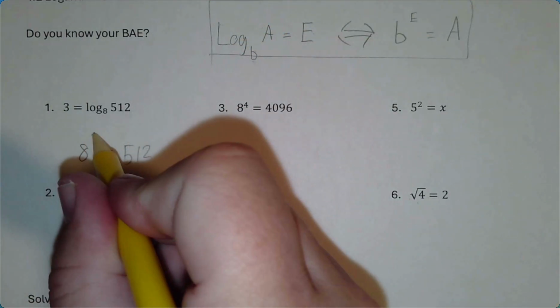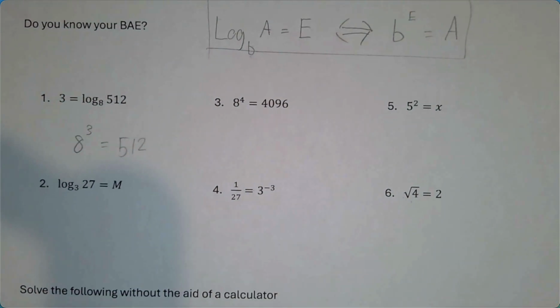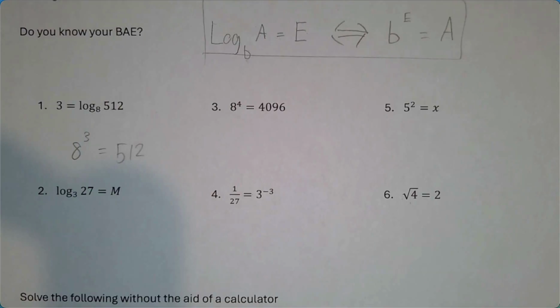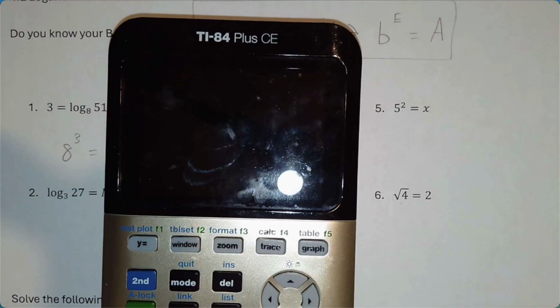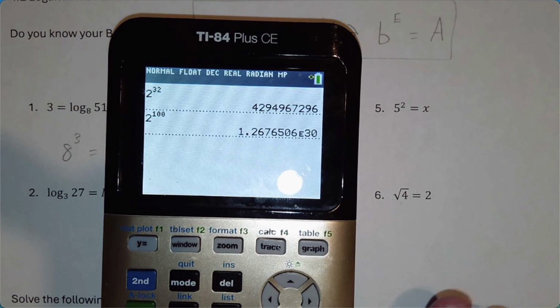And 3 is the exponent that my base was raised to. And so really that's your verification right there: how do you get 512 with a base of 8? The answer is you raise it to the exponent of 3. I can check my work by just saying, what's 8 cubed?